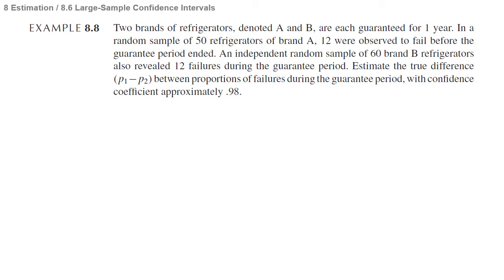Let's move on to example 8.8. Two brands of refrigerators, denoted A and B, are each guaranteed for 1 year. In a random sample of 50 refrigerators of brand A, 12 were observed to fail before the guarantee period ended. An independent random sample of 60 brand B refrigerators also revealed 12 failures during the guarantee period. Estimate the true difference P1 minus P2 between proportions of failures during the guarantee period with confidence coefficient approximately 0.98.